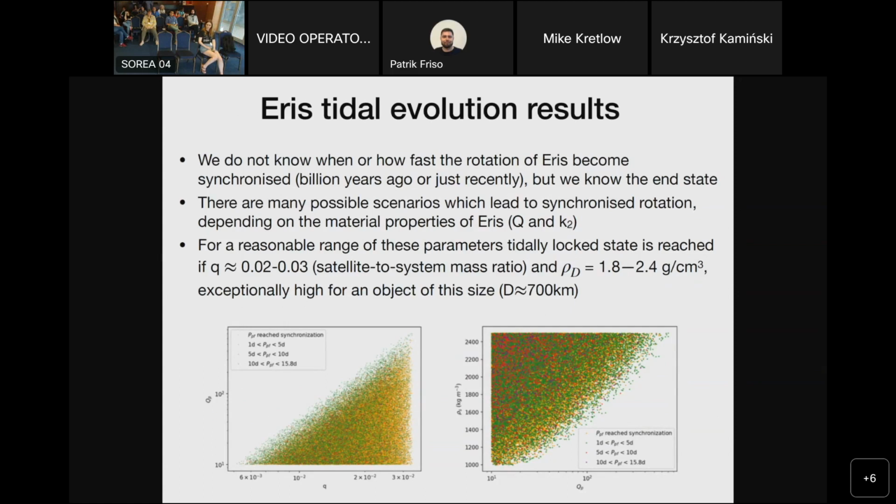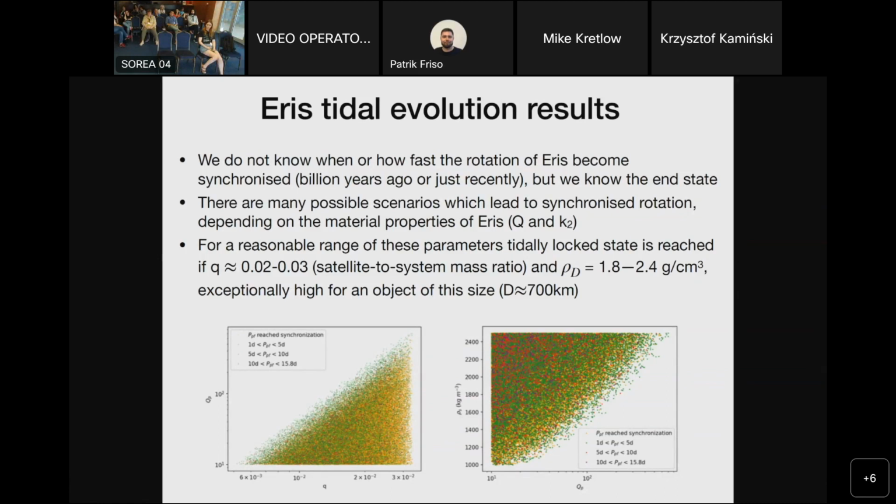What you get is that the tidally locked state can be reached if the satellite to system mass ratio is like 2 to 3%, and the density of Dysnomia is in this range, so roughly 2 grams per cubic centimeter, which is an exceptionally high value for an object in this 700 kilometer size range where Dysnomia, the satellite of Eris, should be.